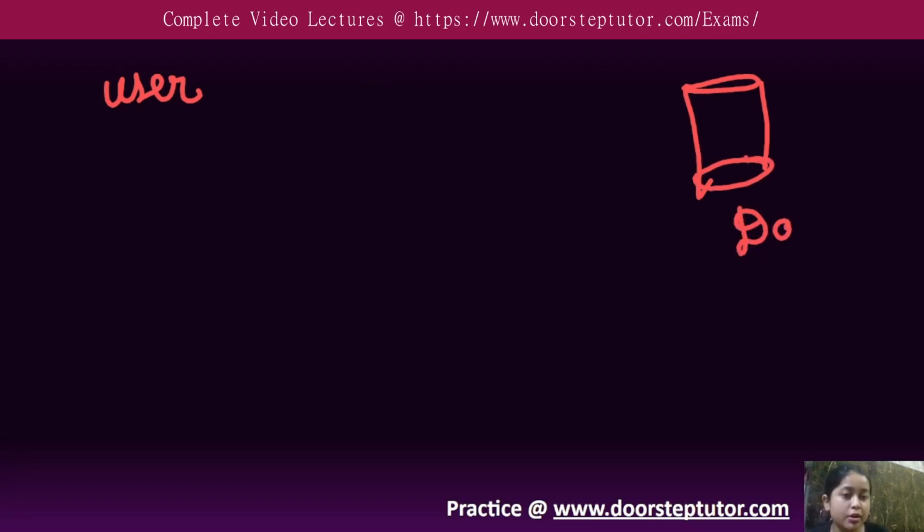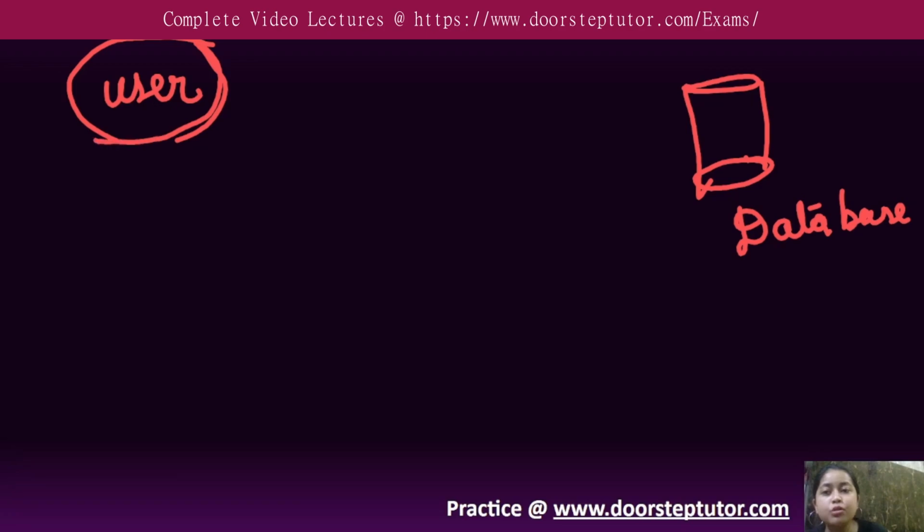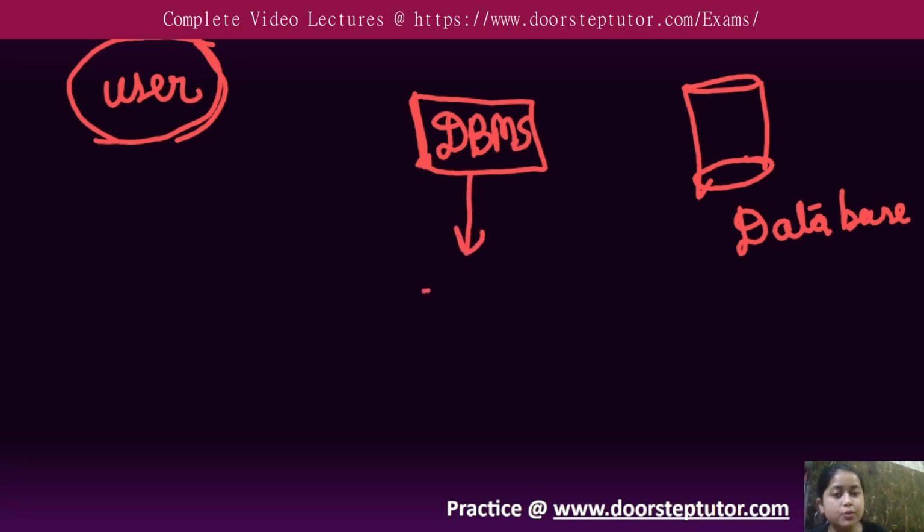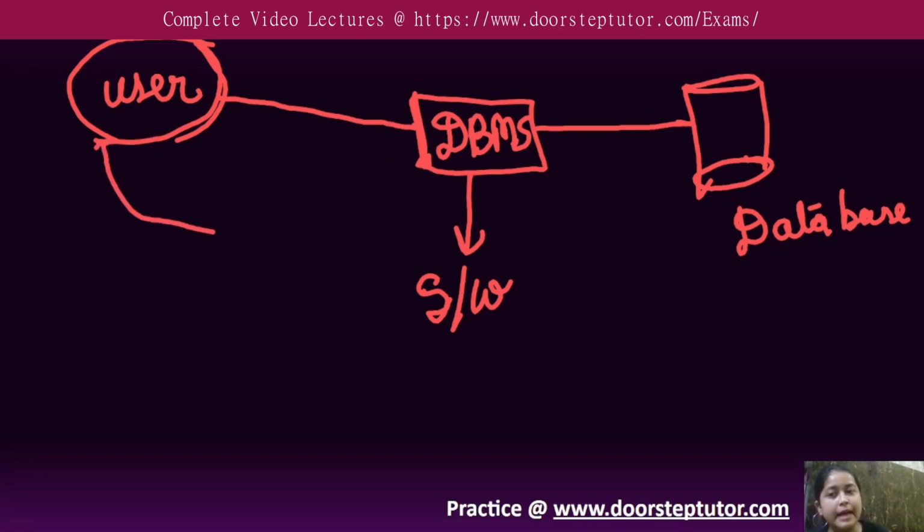This is your database, and this is the user. So how will the user interact with this database? There is a software, there is an interface. You see, there is an interface between user and database, that is the database management system. This is a software so that the user can interact with the database. And how is the user going to interact? Using a language, and that language is SQL.